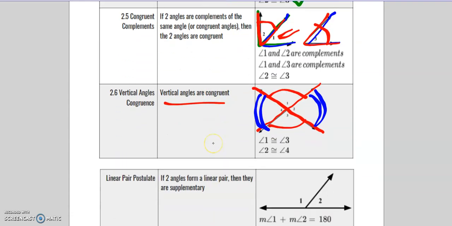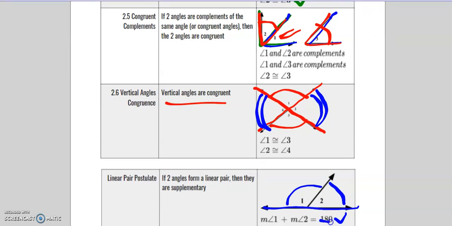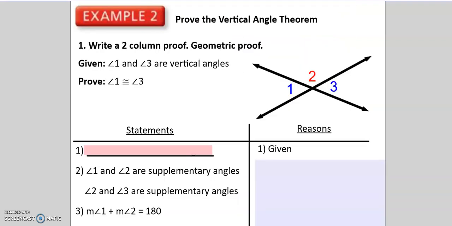And lastly, we have the linear pair postulate. The linear pair postulate tells us that angles that form a linear pair are supplementary. It doesn't matter what angle 1 is, doesn't matter what angle 2 is, but I know they're supplementary and they'll add up to 180. So if they form a linear pair, they are supplementary. We're going to use these theorems and postulates in the proofs that we're going to work on next.